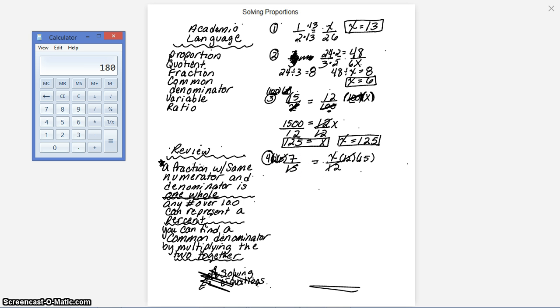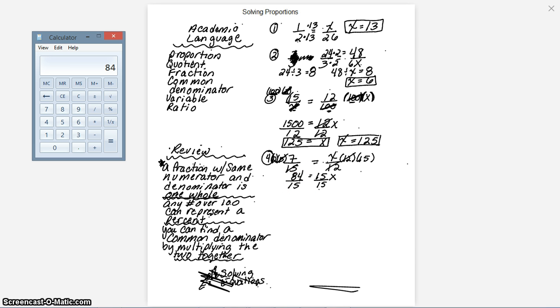So I have 7 times 12, so let's do that. 7 times 12 is 84 on this side, and then I have 15 times x, which is just going to be 15x. Then divide both sides by 15 because that creates a 1 there, right? So we can cancel it out.